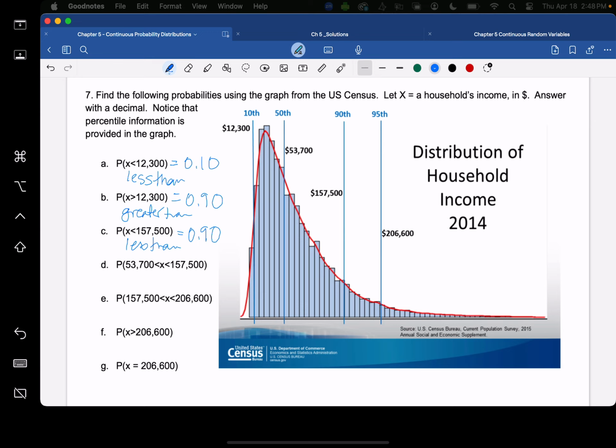Ooh, now we're getting a little trickier. What is the probability of a household income between this mark? Let me switch colors here. Between this mark and this mark. 40%. So 50% of Americans are over here. 10% of Americans are over here. So that leaves only 40% of Americans in between these two income levels.